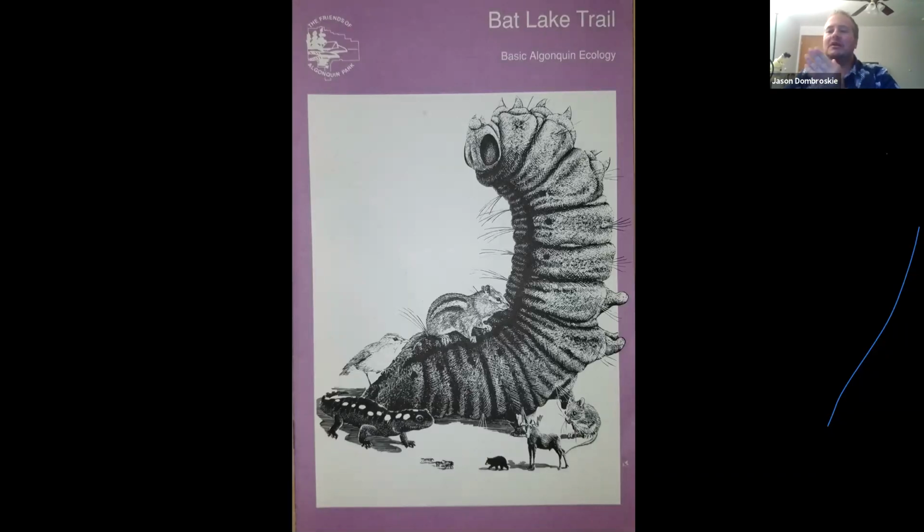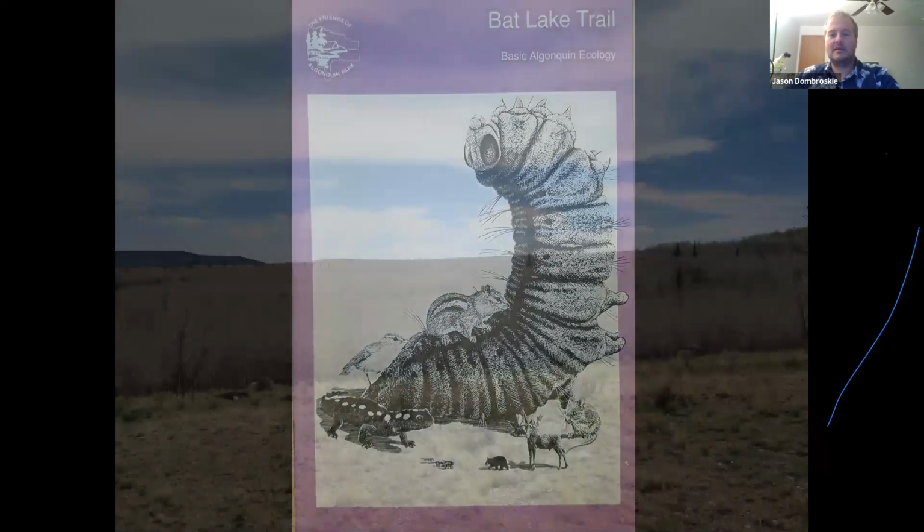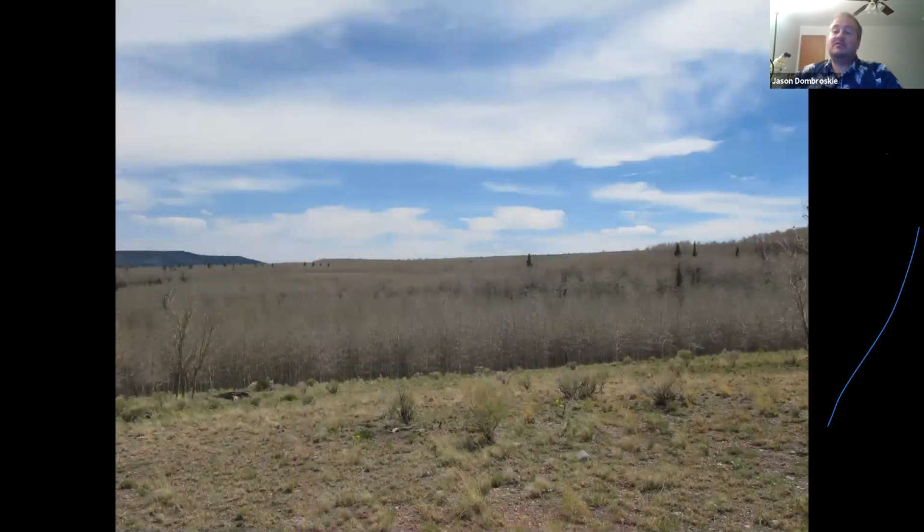So they're really, really important. And they serve as sort of the base of the food web for a lot of animals. And it's not just them being important food, but they can change entire ecosystems.